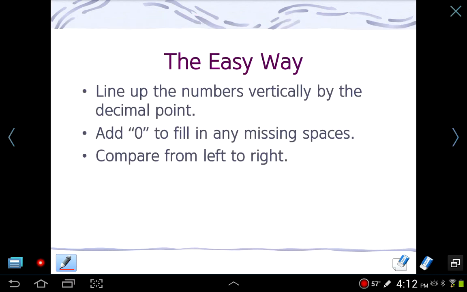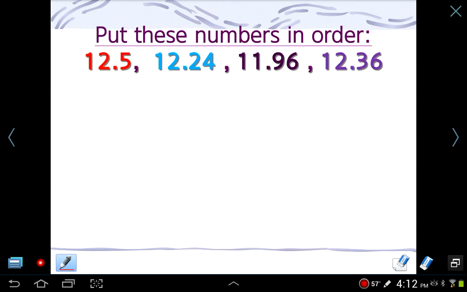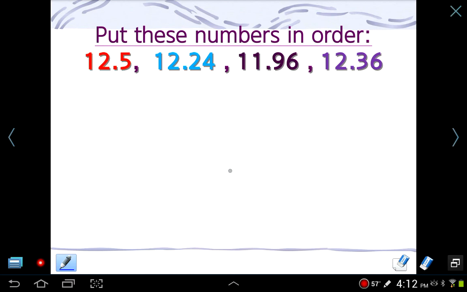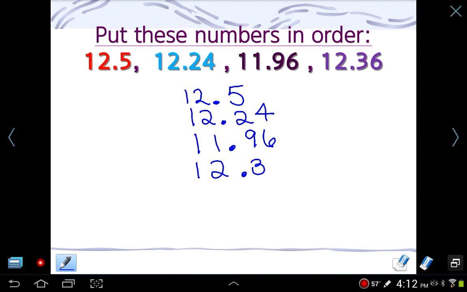Now the easy way, the way that I think most students and teachers like to show and present comparing and ordering decimals is just to stack them up. Write one over the other over the other. Let's take these the way they are. I'm not going to concentrate on order, but I'm going to line them up place value wise. So I have 12 and 5/10, 12 and 24 hundredths, 11 and 96 hundredths, and then 12 and 36 hundredths.